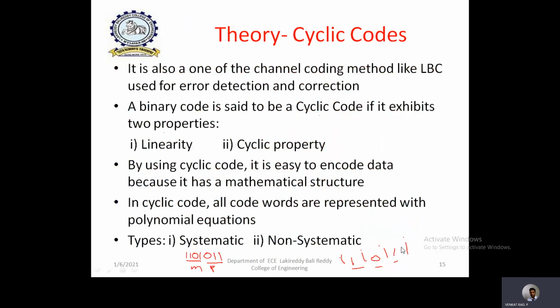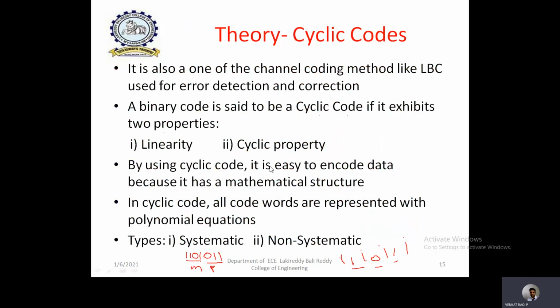Similarly, if we shift the bits of this code word cyclically, then the output is also another code word in that list. Then we can say that it is satisfying the cyclic property. So if any code is satisfying both these properties, we can say that it is a cyclic code. These two are the fundamental properties of cyclic code.